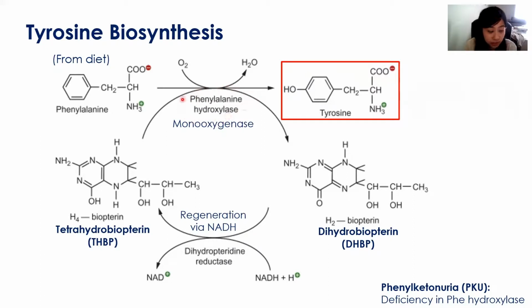And if you have a deficiency in this enzyme, you would actually have a metabolic disorder called phenylketonuria, PKU, which means that you would have a buildup of phenylalanine in your body. And actually the treatment for this disorder is to decrease the levels of phenylalanine you obtain from your diet.